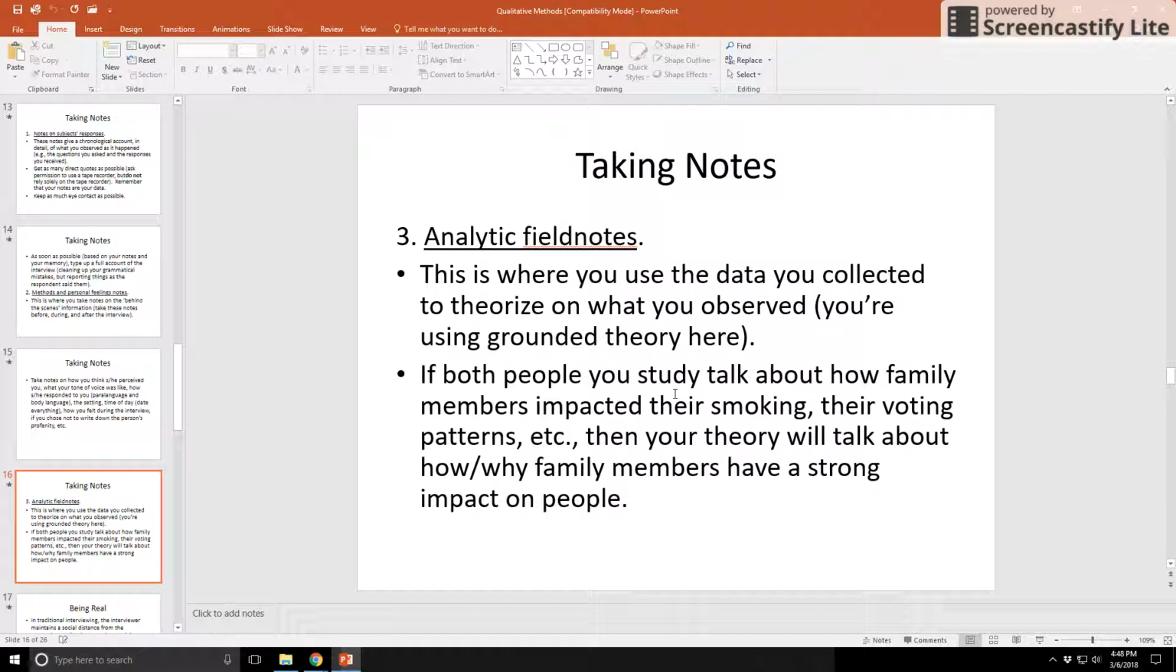Maybe one person talks more about stress and one person talks more about finances. That's fine. If the 2 patterns you're seeing in people's responses are very different, fine. For the smoker, here's what's going on and why this person smokes. For the non-smoker, here's what's going on. If they're the same, then tell me. So you're theorizing, you're making sense, but make sure you do it for at least a full page.